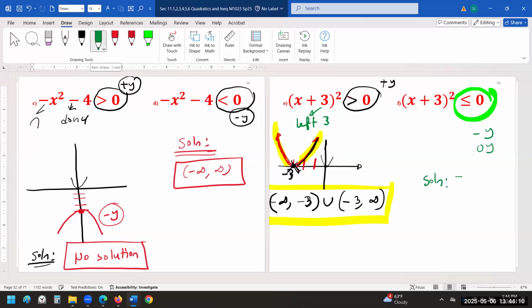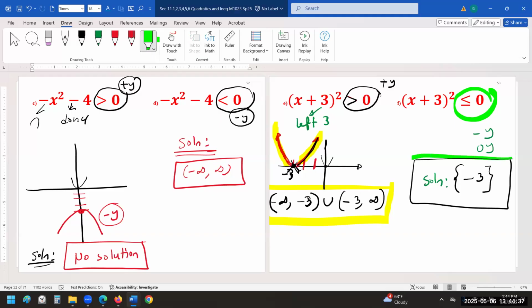Our solution is -3. And you know, these intervals are weird. When you have only one number in the intervals, you neither use bracket or parentheses. You have to use your curly bracket, which you learned at the beginning of the semester. Do you guys remember? When you have only one number in a set, it's curly bracket, otherwise bracket and parentheses. So for one number, it's curly bracket.